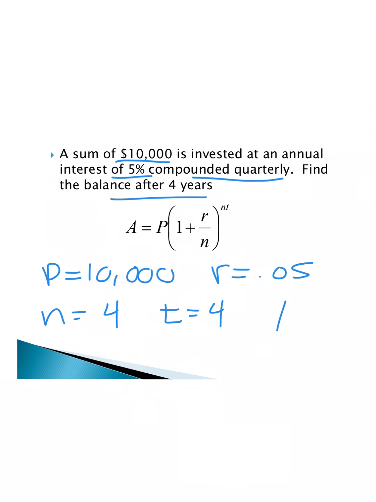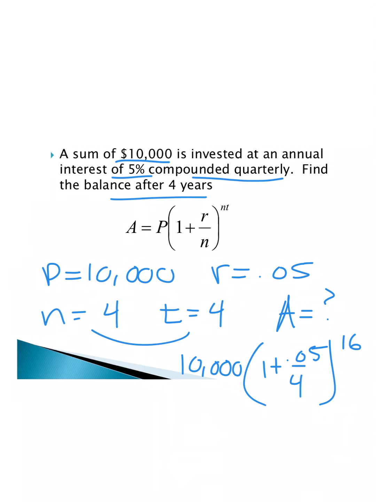Since we're trying to find the balance, we know that we are looking for our A value. So let's go ahead and plug it into our formula. We would get 10,000 times 1 plus 0.05 over 4 raised to the, I'm going to go ahead and multiply my two values together, the n and the t, to get 16, just to make sure I don't have any mistakes when I'm calculating this. Okay, so now all we have to do is put this into our calculator. And if we do this correctly, we get approximately $12,198.9.